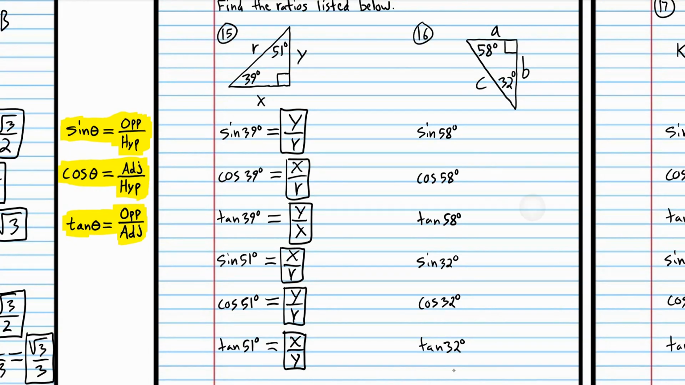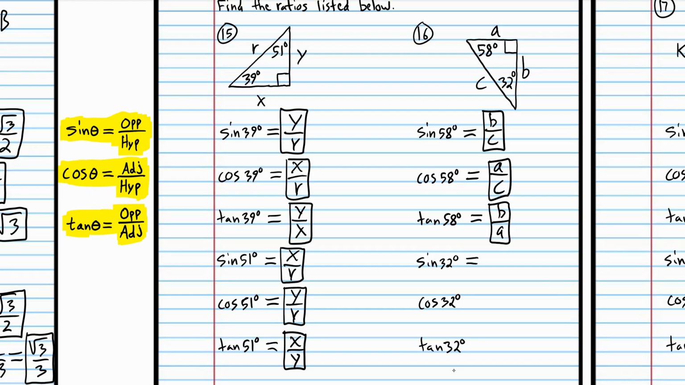Sine 58, the sine is opposite over hypotenuse. So for 58 degrees, the opposite side of 58 degrees is b, and the hypotenuse is c. Cosine 58, that's adjacent. Cosine is adjacent over hypotenuse, so adjacent to 58 is a, and hypotenuse, of course, again is c. Tangent 58, that would be opposite over adjacent, so opposite of 58 is b, and adjacent is a.